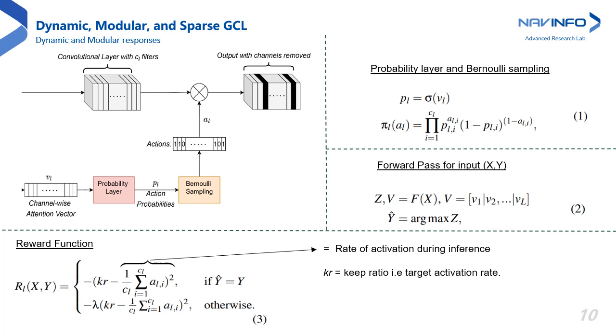Z is the logit and y hat is the predicted class. Equation 3 shows the reward function for each agent, where Kr, or keep ratio, refers to the target activation rate, whereas the sum of binary actions divided by the number of actions shows the achieved activation rate during forward pass. Therefore, when the DNN's predictions are correct, the agents are rewarded for dropping enough activations to match the keep ratio. However, when the predictions are incorrect, the agents are penalized for their actions, scaled by a constant penalty factor lambda. Note that the reward function for each agent is dependent on the correctness of prediction, which further enforces coordination between the agents.